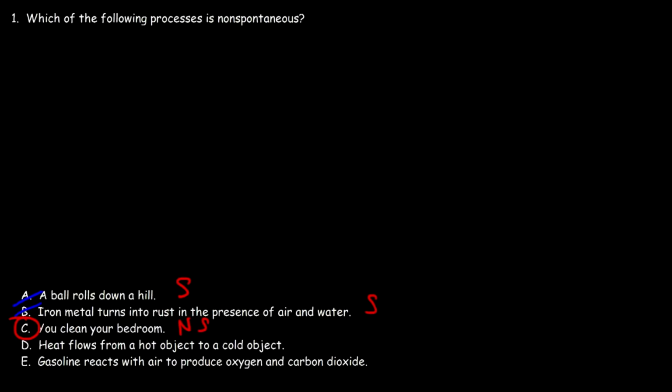Now looking at D, heat flows from hot to cold. That's a true statement, and that will happen on its own. You don't have to do anything to make that happen. So D is a spontaneous process. It's a natural process that will happen on its own. Now granted, you can cause heat to flow from cold to hot, but you've got to put in energy to do that. And that's what a refrigerator does.